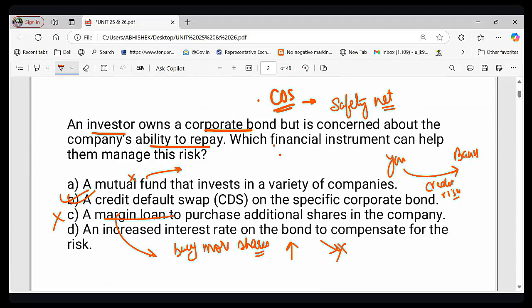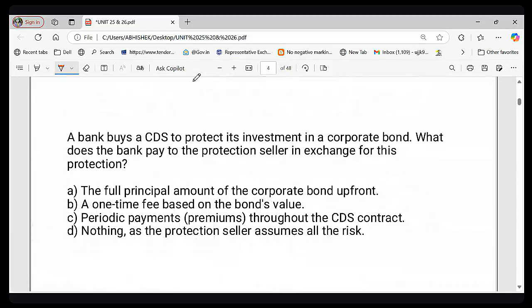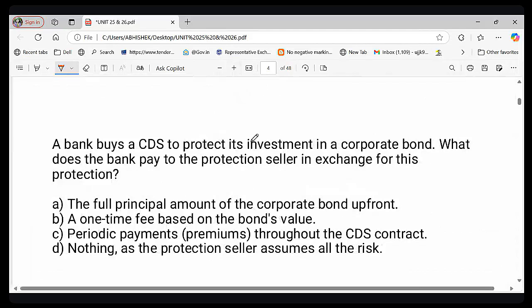Now let's see the second one. All of you have answered correctly. Very good to see. Yes, B is the correct answer. Now let's see question number 2. Question number 2 is on your screen. It is also based on CDS, that is called credit default swap, as you know.